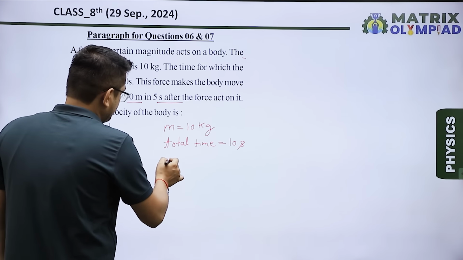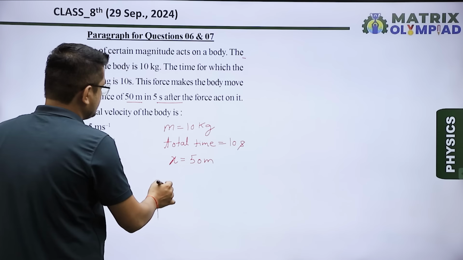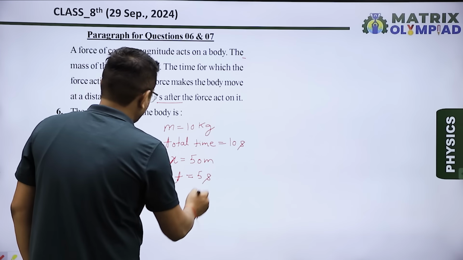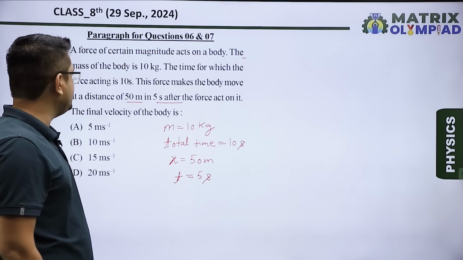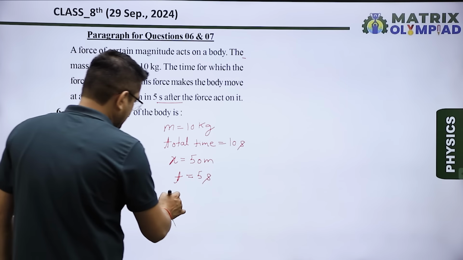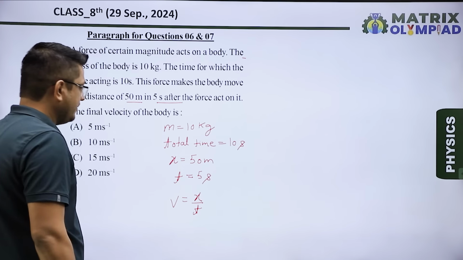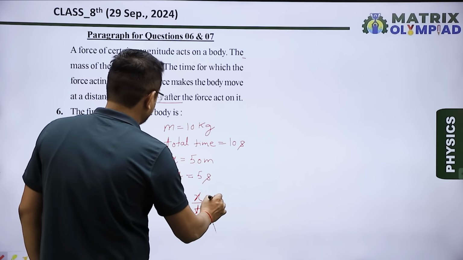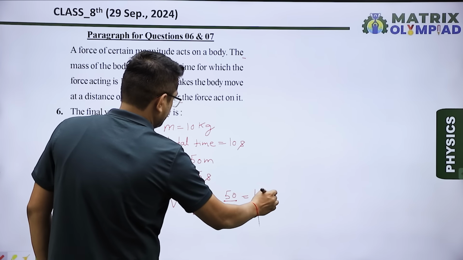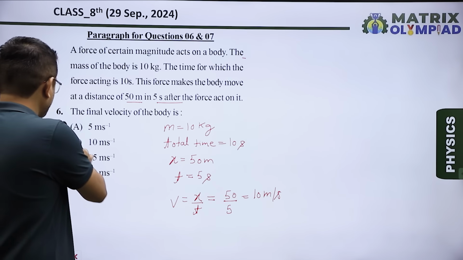That means, let's say if displacement is given x equals 50 meter and the time given is, let's say, 5 seconds. So I am writing this time by small t. Okay, 5 seconds. What we have to find out is the final velocity of the object. As we know, velocity is equal to displacement upon time. The displacement is given as 50 meter and time is given as 5. That means it is equal to 10 meter per second. Okay, so our correct answer is option B.